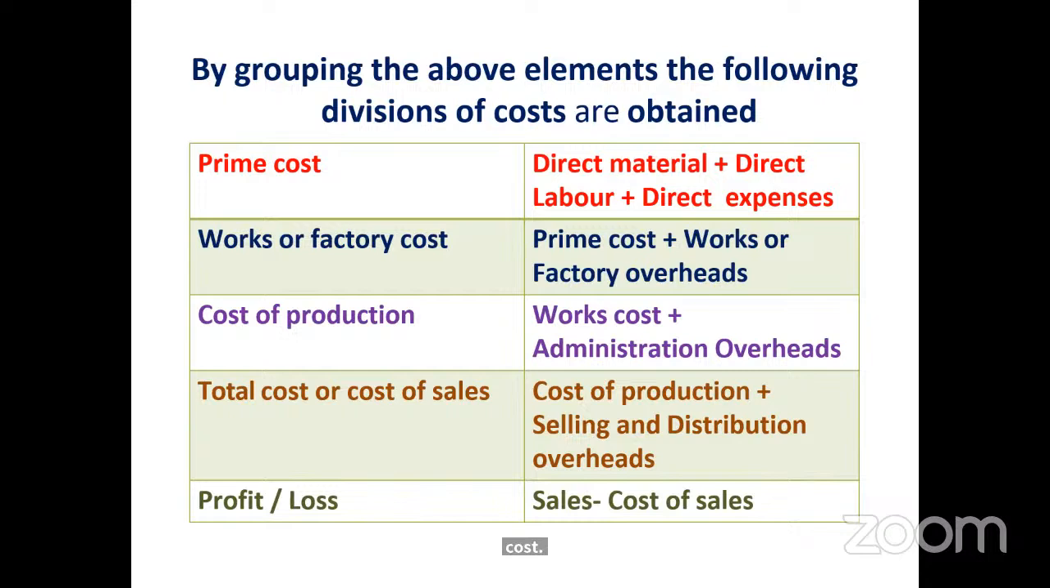So what is our sales price? Sales is 20 rupees. Cost of sales is 15 rupees. Profit of it is 5 rupees. The cost of the product we sell is 15 rupees. Are you getting my point? So 20 minus 15, we are getting a profit of 5 rupees.